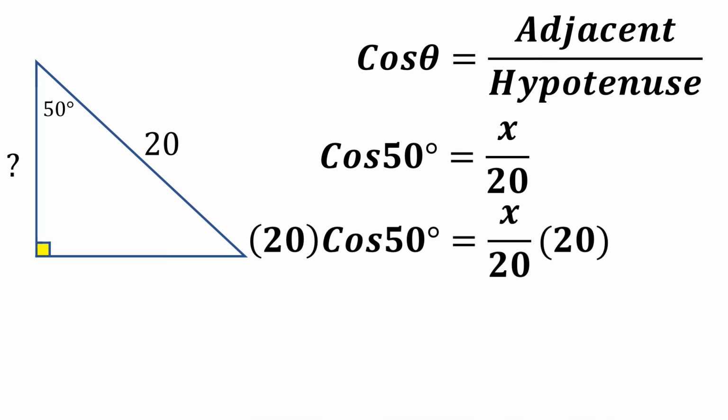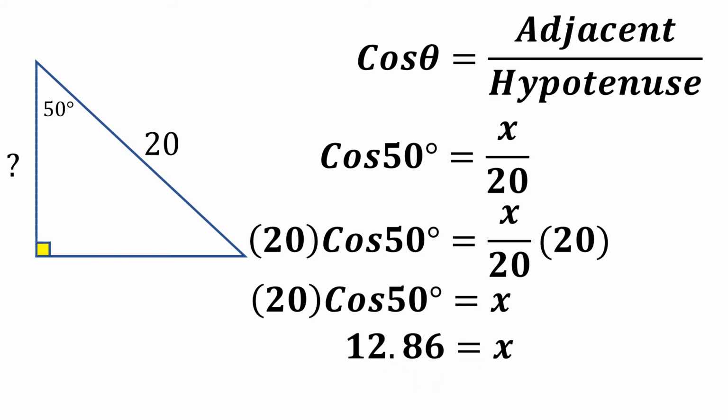Then we will multiply both sides by 20 so that the denominator 20 will be gone and x will be isolated. So 20 times cosine 50 degrees is equal to x. Then let's use our calculator to compute 20 times cosine 50. That means 12.86 is equal to x. Or you may write it this way: x is equal to 12.86. That means the adjacent side has a length of 12.86 units.